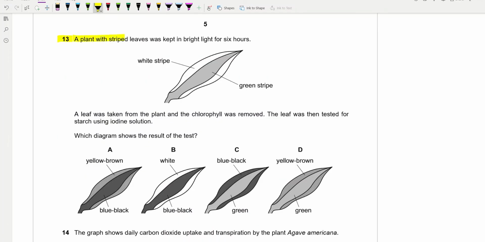Question number 13. A plant with striped leaves was kept in bright light for 6 hours. A leaf was taken from the plant and the chlorophyll was removed. The leaf was then tested for starch using iodine solution. Which diagram shows the result? So the green strip would change color to blue-black and the white strip would change color to yellow-brown.